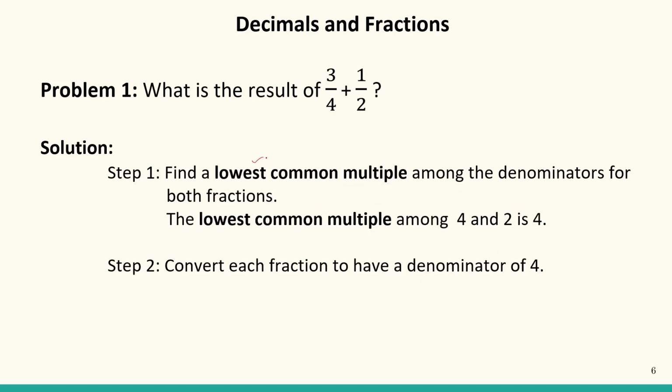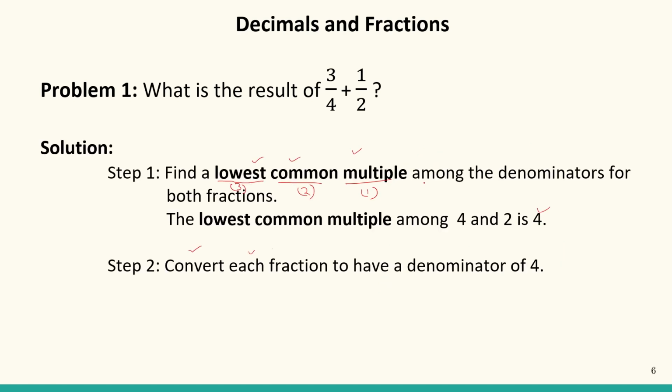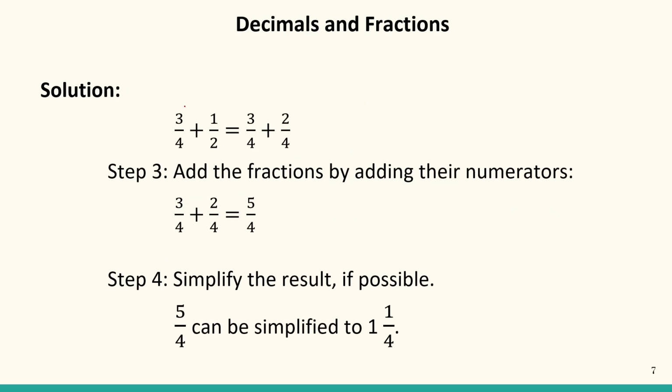So we found the lowest common multiple. First we found the multiples, then we found the common part. Then we found the lowest between the two series, and we found that 4 is the LCM of 4 and 2. Then we converted each fraction to have a denominator of 4. In the second fraction we multiplied the numerator by 2 and the denominator by 2, so we got the denominator 4, and the new converted fraction became 2 by 4. This is how we did it.